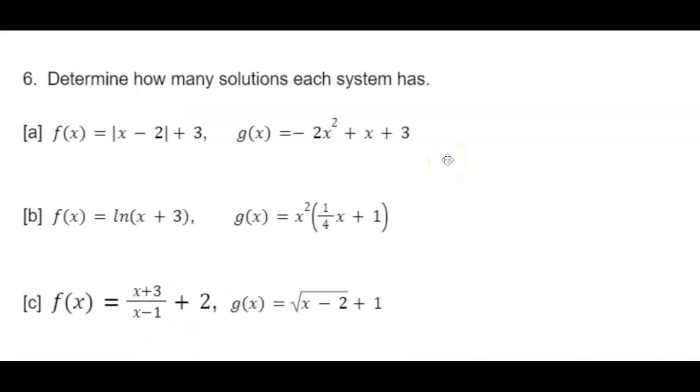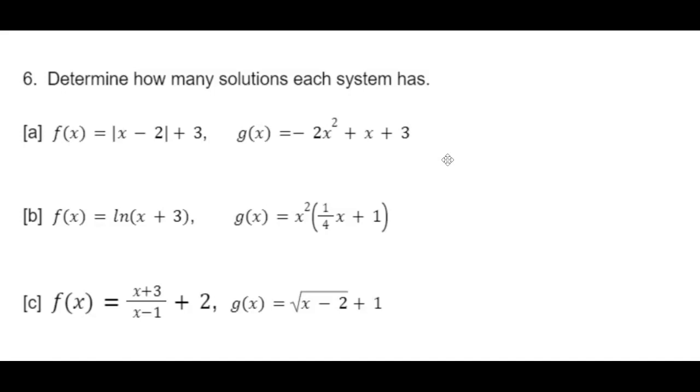Question 6 is a 3-part question. It is not multiple choice. So in this question, you're asked to determine how many solutions each system has. Remember, a system is a set of either 2 or more equations. So we've got 3 systems here. We want to see how many solutions there are to the system.